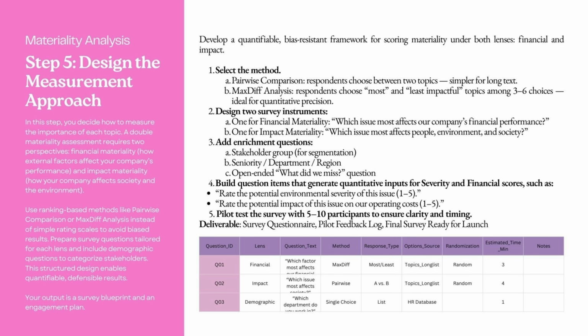The survey is then structured to generate quantitative inputs for severity and financial scoring. This includes rating questions that assess potential environmental severity or the impact of an issue on operating costs, using defined numerical scales. Before full deployment, the survey is piloted with a small group of 5 to 10 participants. This pilot phase is used to test clarity, timing, and interpretation of questions. The deliverables from this step include a finalized survey questionnaire, a pilot feedback log documenting adjustments made, and a survey that is ready for launch.